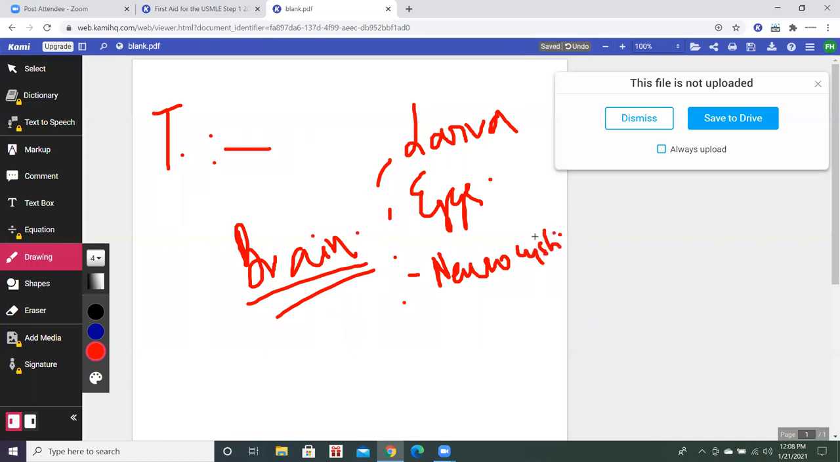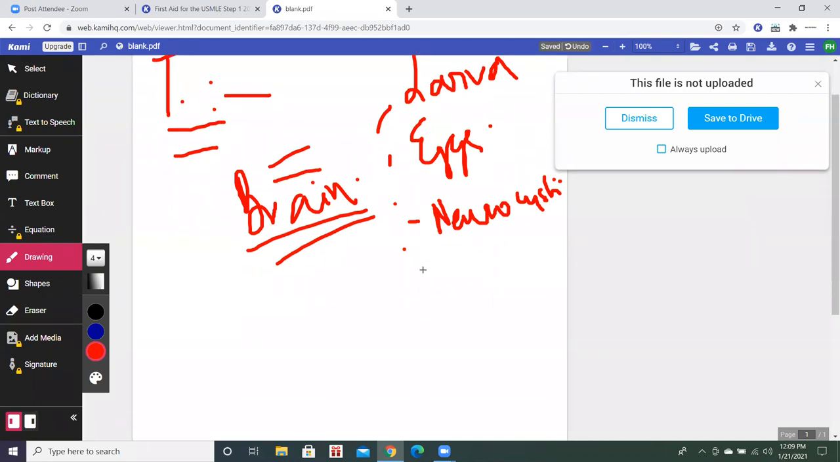Neurocysticercosis. That's all you have to remember for Taenia solium. Ingestion of undercooked meat products containing larvae and eggs. They mature in the intestine, penetrate the intestinal wall, enter the bloodstream, and tend to go to the brain, forming cysts there known as neurocysticercosis. That's that. Next one.